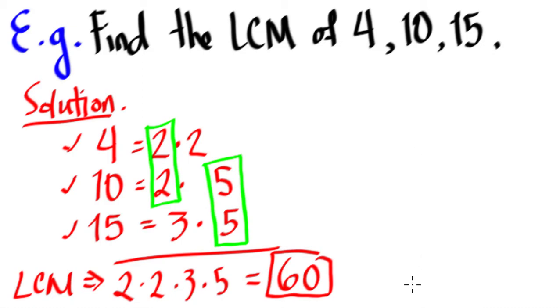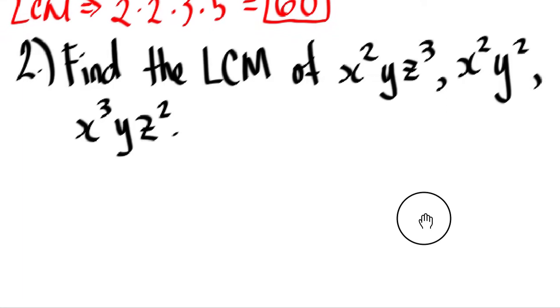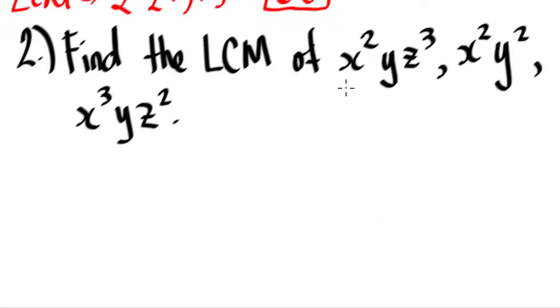Now for the second example, how about if we are asked to find the LCM of x squared y z cubed, x squared y squared, and x cubed y z squared? Again, to give you a definition of the least common multiple in algebraic expressions: the LCM of a given set of expressions is the smallest expression which is exactly divisible by all the members of the set. It is the product of the different prime factors that appear in any of the expressions, each with an exponent equal to the largest exponent with which the factors appear.